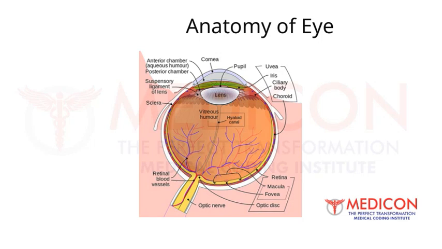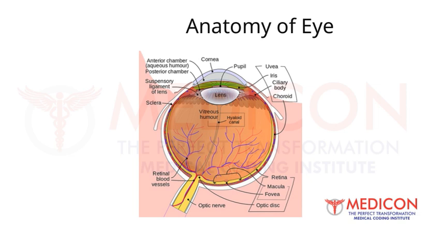Let's take a closer look at the anatomy of the eye. The eye is a remarkably complex and specialized organ, designed to capture light and convert it into signals our brain can interpret as images. At the front, we have the cornea, which acts as a protective layer and helps focus incoming light. Just behind that is the iris, the colored part of the eye, which controls the size of the pupil and regulates how much light enters.